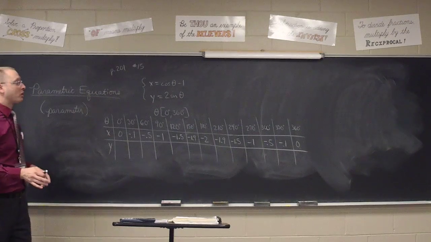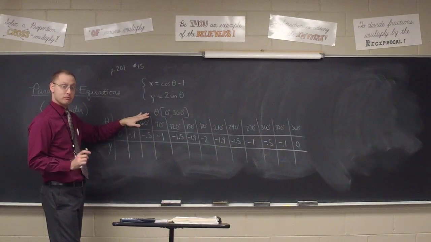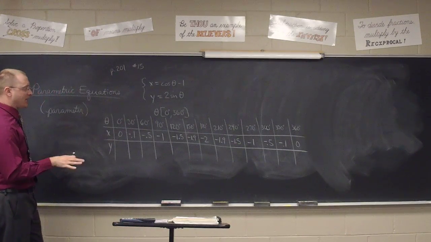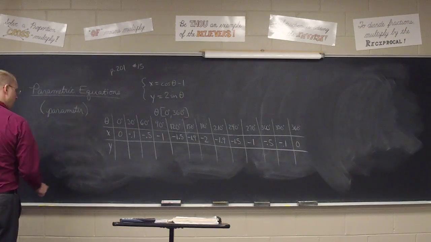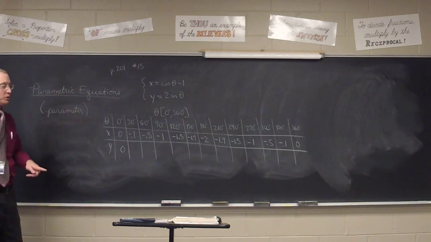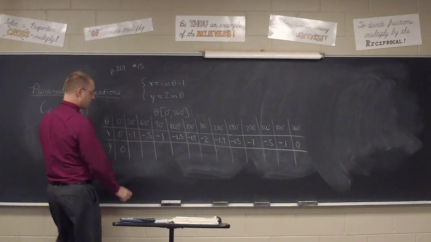And with parametric equations, particularly involving theta, you're going to get patterns. So we'll look for them. Let's do y now. We're going to double the sine. So take the sine of 0 and then times 2. All right, sine of 30. And then once you get the sine of 30, then times 2. Careful not to do 30 times 2. We're not taking the sine of 60. We're doubling the sine of 30.